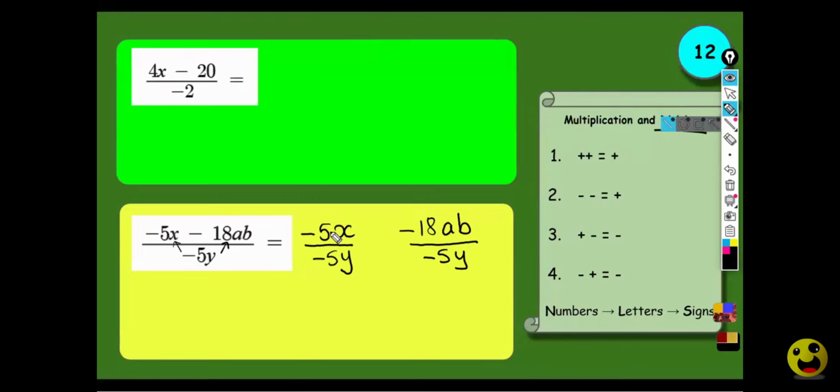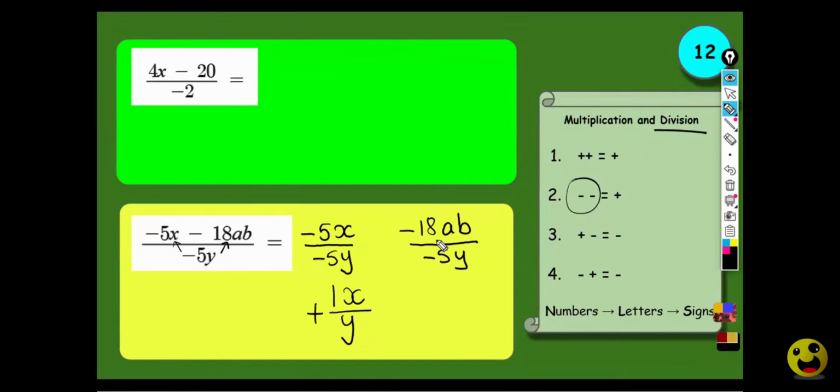Let's do this one, the numbers first, right? 5 divided by 5 is 1. The letters, x divided by y. You put the x and you leave the y underneath. Remember, 5 divided by 5 is 1. The x was on top and the y underneath. The y cannot move to the top. And 2 minus signs. When you divide 2 minus, you get what? A positive.